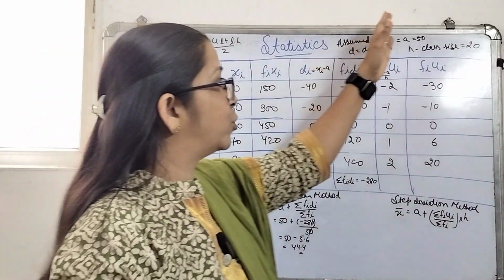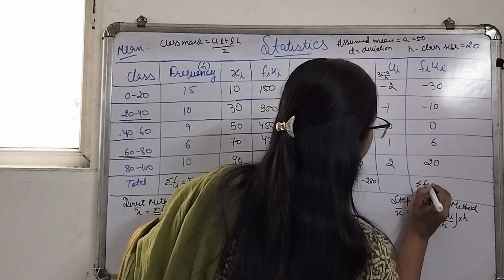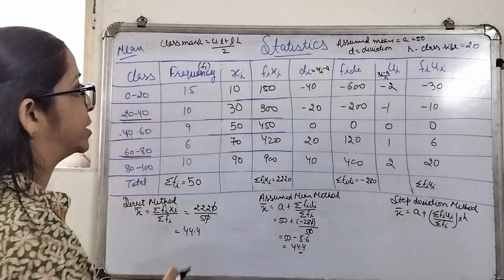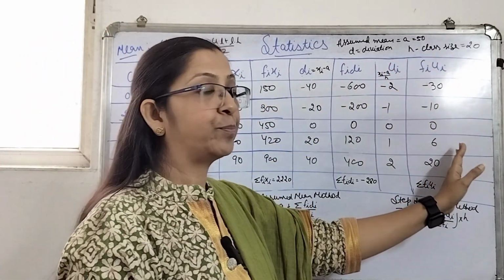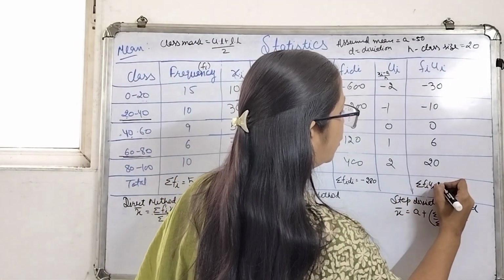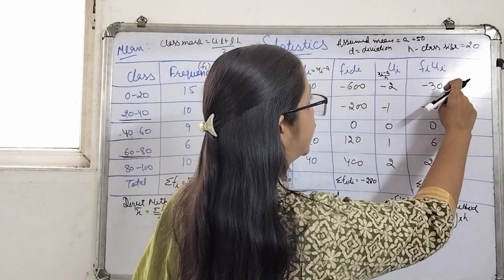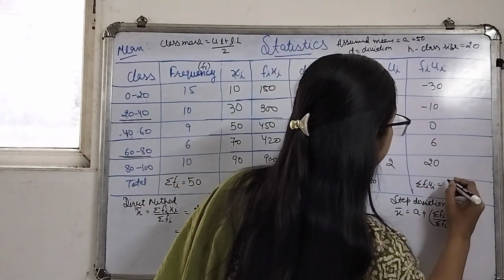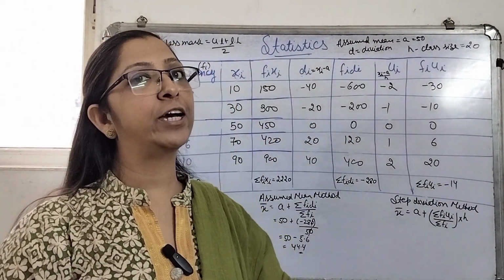Now if we add this column, it will give us the value of summation of fi ui. What we have done here is multiply all the frequencies by the ui's. These two columns we have multiplied and we got this column. Now if we add all these values, we get summation of fi ui. Over here minus 30 plus 20 is minus 10, minus 10 minus 10 is minus 20, and plus 6. Minus 20 plus 6 is minus 14, which will be the value of summation of fi ui.